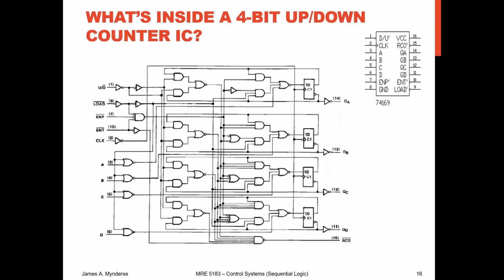Okay. So what if we used a 4-bit up-down counter? This is the 74169. It's a standard chip you can buy. What does it have in it? Well, let's see. Where's my animations? There we go. There's our inputs.